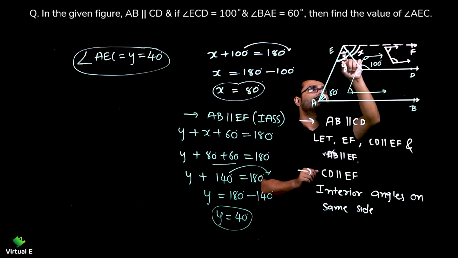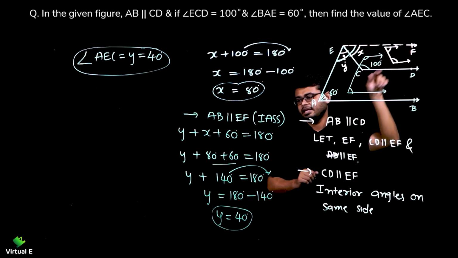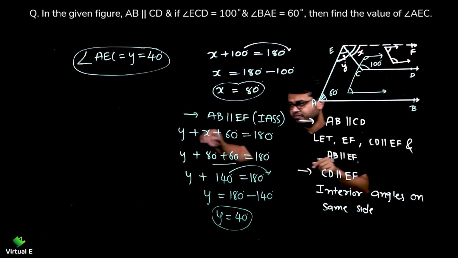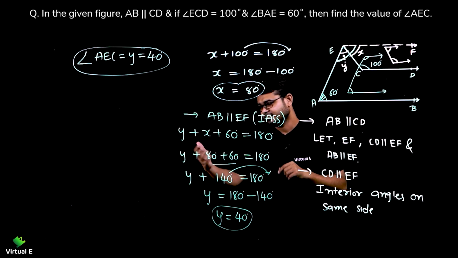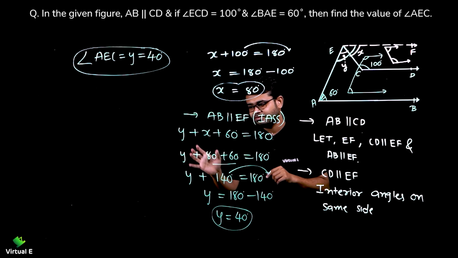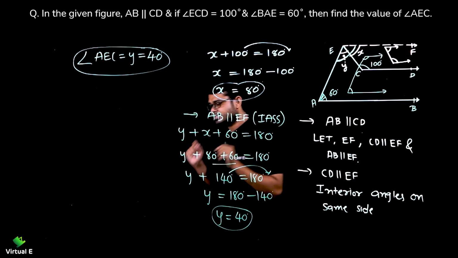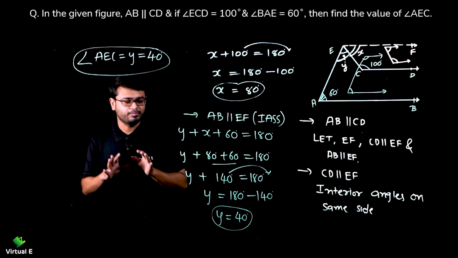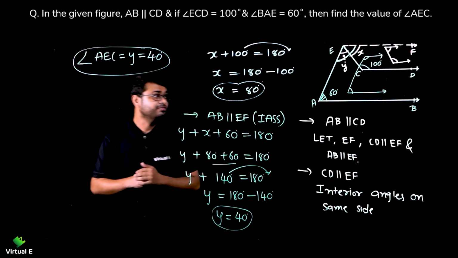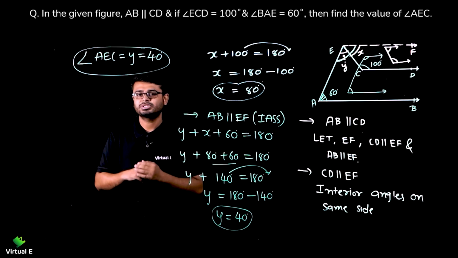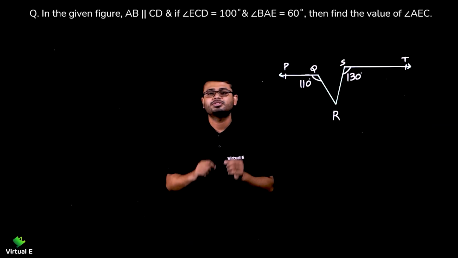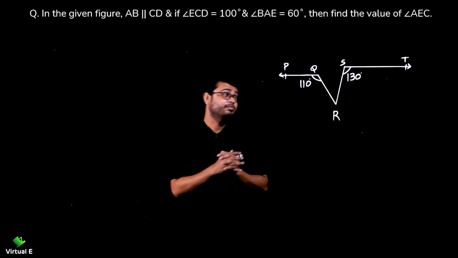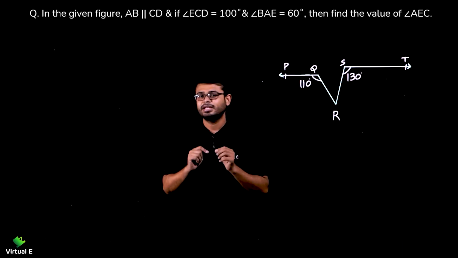Then we apply the IASS for AB and EF. So this is what we got. If you miss out any of this angle of Y or X, you are not going to get the correct answer, right? So be very careful, practice all the sums that we have discussed. It's very important, right? So this is how we solve the sum. Let's do one last question related to parallel lines, then we'll move on to the next topic.